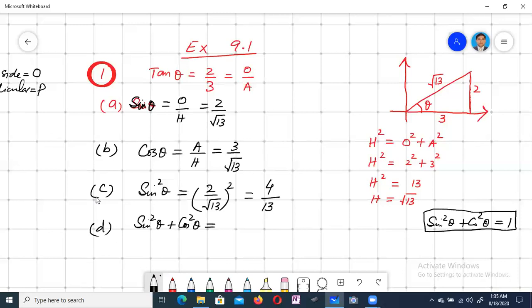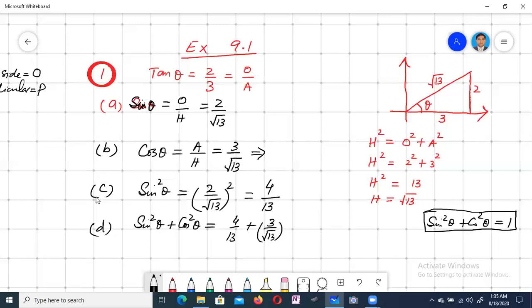You should memorize this also. But here sine square theta is 4 by 13 already. 4 by 13 plus cos square theta. Cos theta is 3 divided by square root 13. This is cos theta.